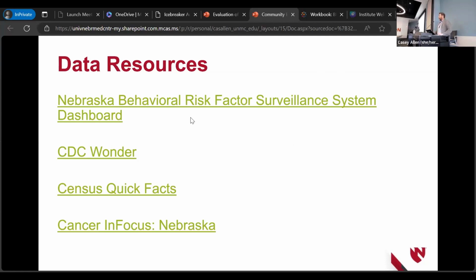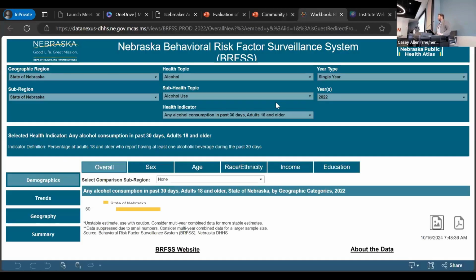So we're going to start with the Nebraska Behavioral Risk Factor Surveillance System dashboard. How many people are familiar with the Behavioral Risk Factor Surveillance System? Show of hands. Okay, so about half of you. The BRFSS has been conducted in Nebraska since 1986, so there is a wealth of data available. Essentially, the survey is conducted on an annual basis among the population here in Nebraska in order to collect data on health-related risk behaviors and events, chronic health conditions, and preventive services.